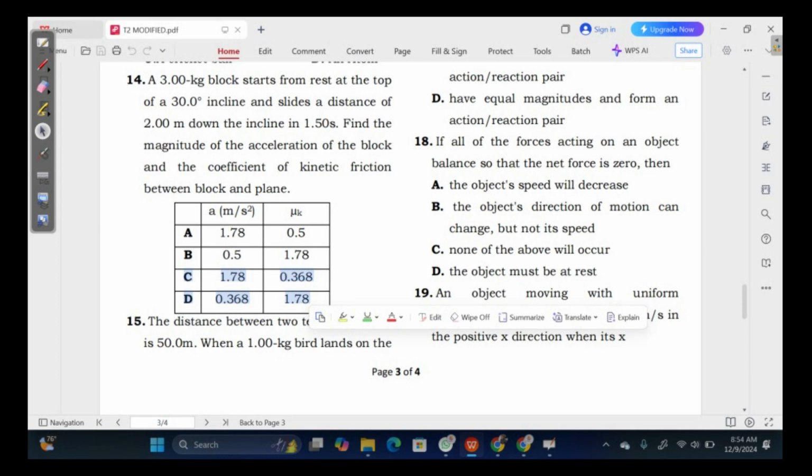1.78, then the coefficient of friction is 0.368. You have seen it? Yes. Okay. We move to 14.